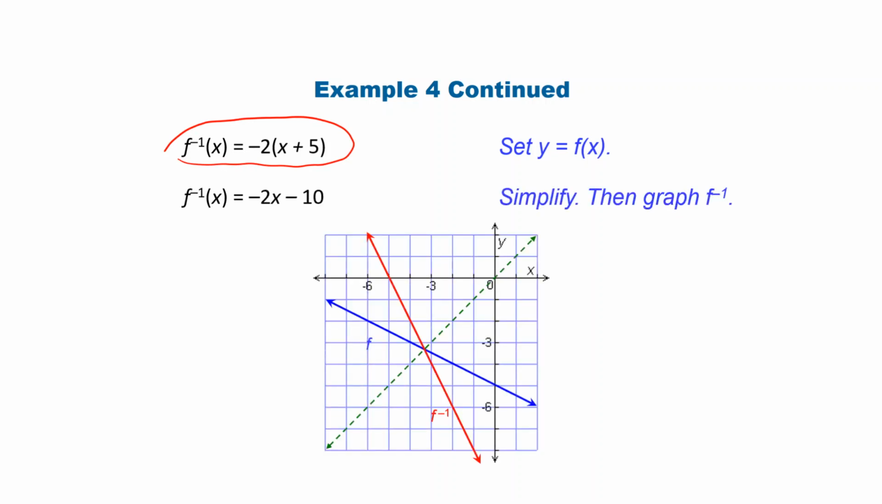And now we can graph it. Here was my original graph of when x was 0, y was -5. My new graph is going to be this one in red. And you can see that it's reflecting across the line y equals x just fine.